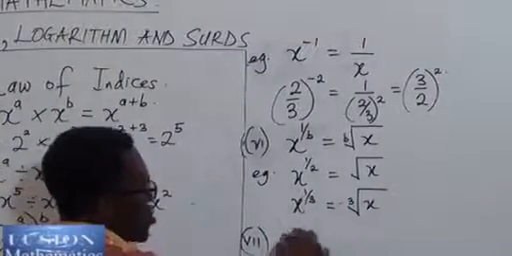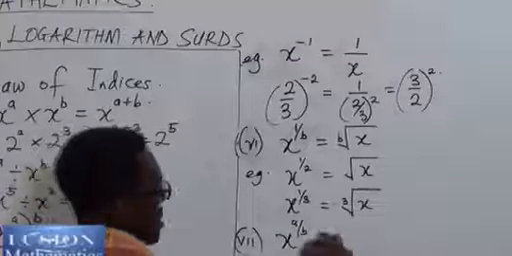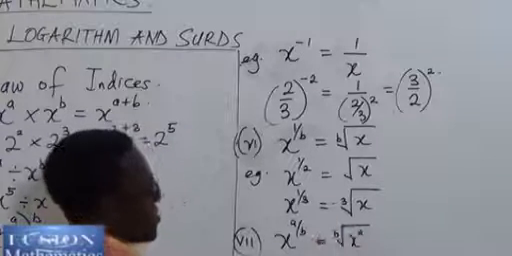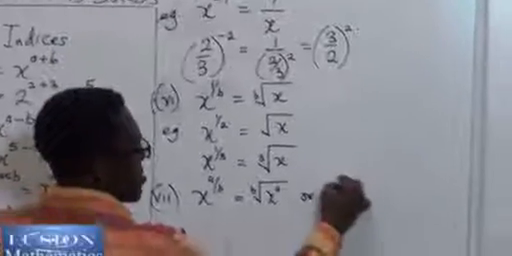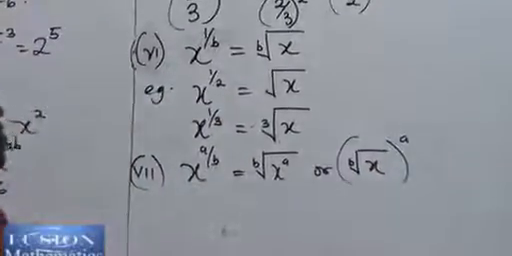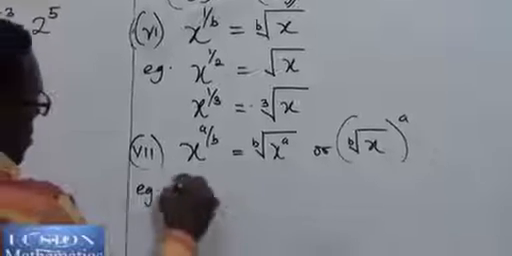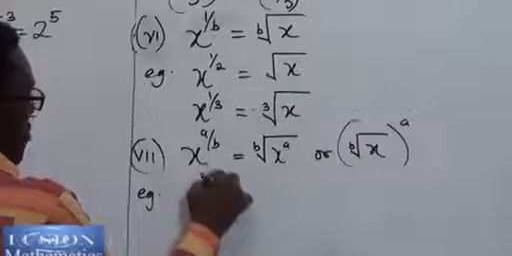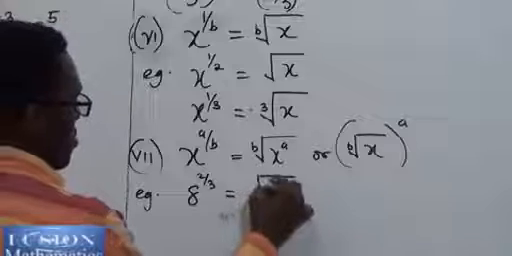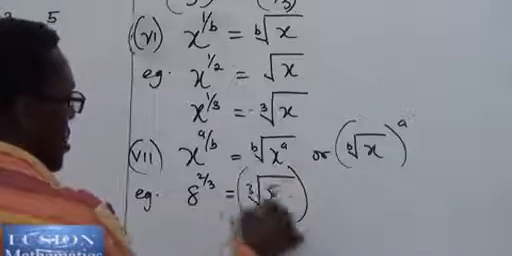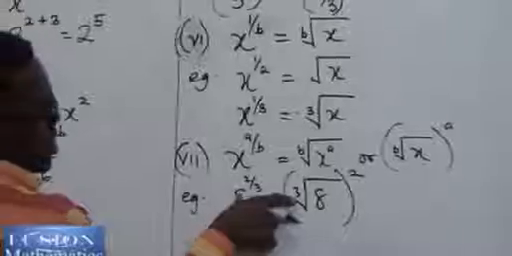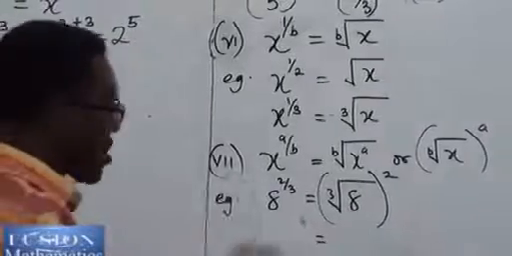Let's look at the seventh law. For the seventh law, we have x raised to the power a over b equal to the bth root of x raised to the power a, or we have it as the bth root of x all raised to the power a. For instance, if we have 8 raised to the power 2 over 3, this will give us the third root of 8, bracket 2, affecting this one. So when we find the third root of 8, it will give us 2, because 2 times 2 times 2 will give us 8.